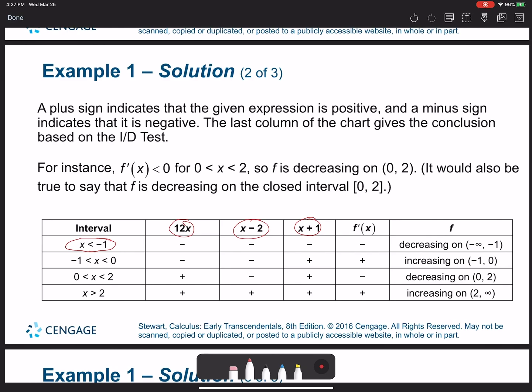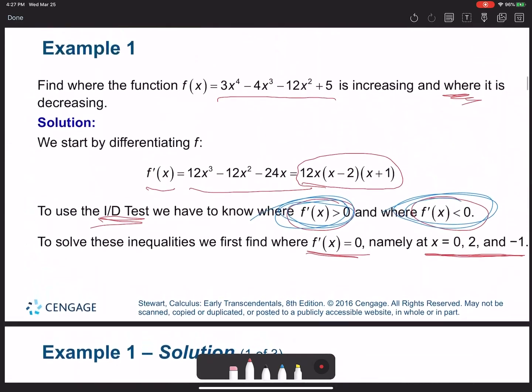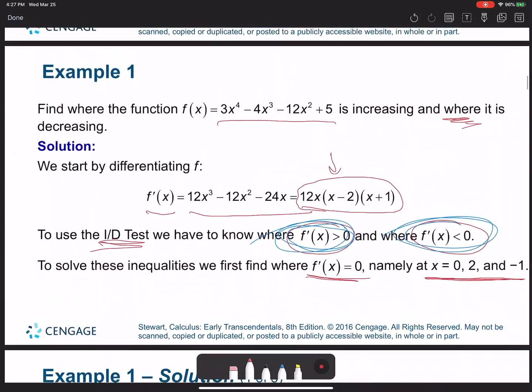What's -2? What's -2 times 12? I don't even care. What I care about is that it's a negative number. And what about -2 minus 2? That's going to be a negative number also. And -2 plus 1, still going to be a negative. Great, when I take those 3 factors and I multiply them all together, what am I going to get?